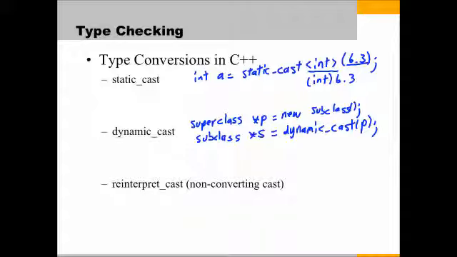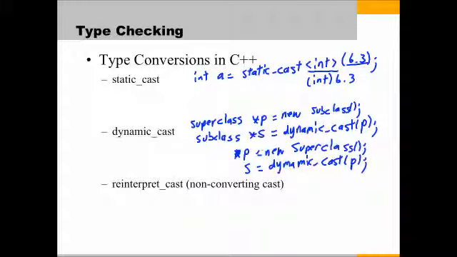But let's say instead, now let's say later we say p equals new superclass. Okay, and now we try to say s equals dynamic cast p. And now we'd get a failure because you can't downcast the superclass to the subclass. That doesn't work. So that would get us a runtime error.